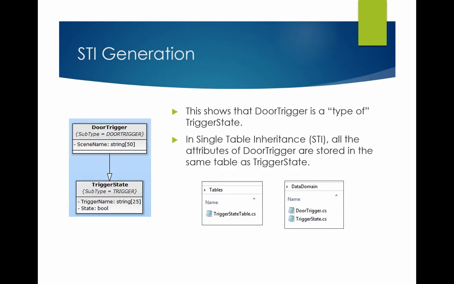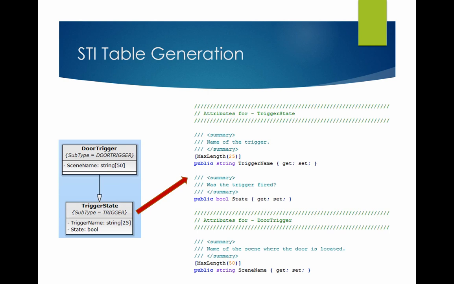This is kind of what it's generating for you. So there's a trigger state, and door trigger is a subtype of trigger state. So you'll get a single trigger state table that gets constructed and 2 objects. These 2 objects get stored in this table, and when you're loading objects out of this table, they get transformed either into a door trigger or into a trigger state based on the subtypes. So here we see the generation of the subtypes. Obviously all the trigger state object attributes get pulled here, and then you'll see the corresponding attributes from door trigger get generated below here.